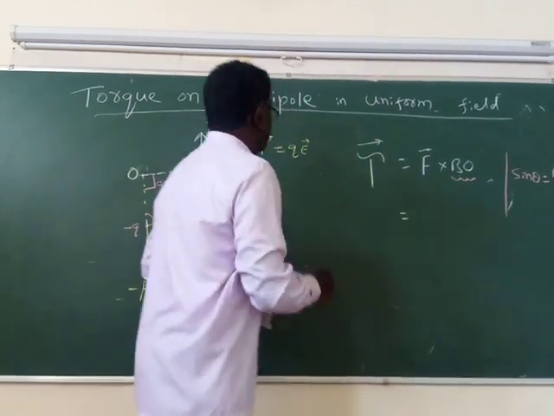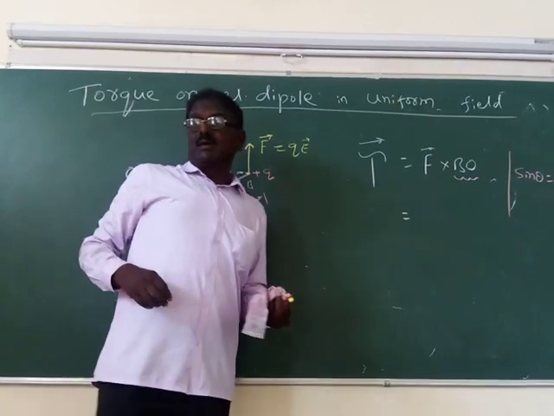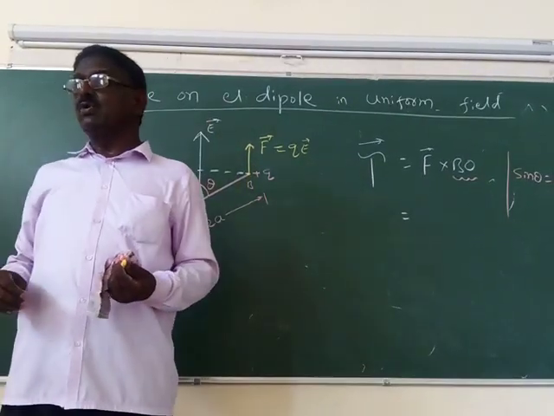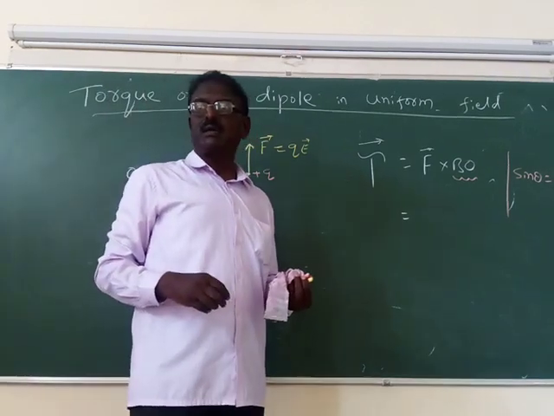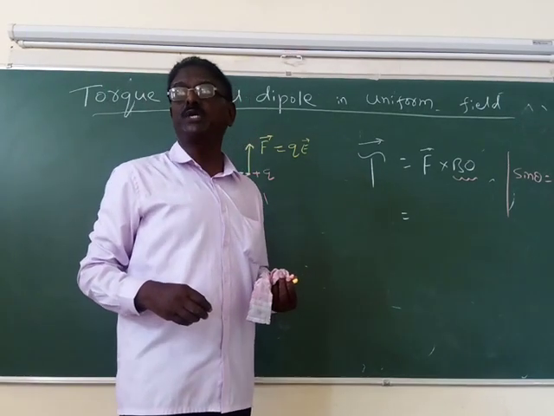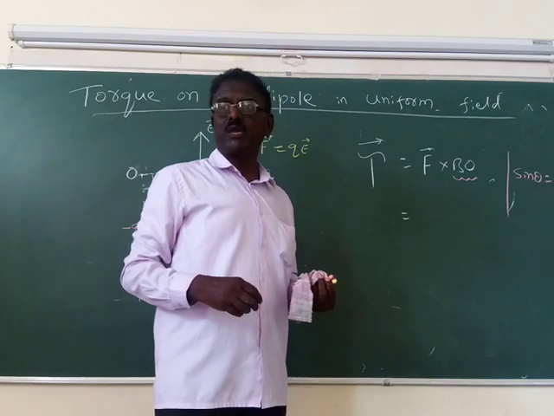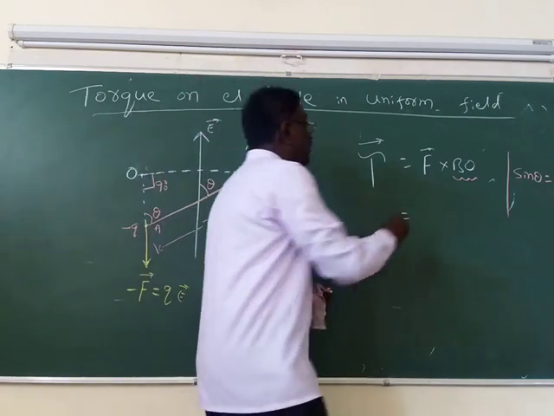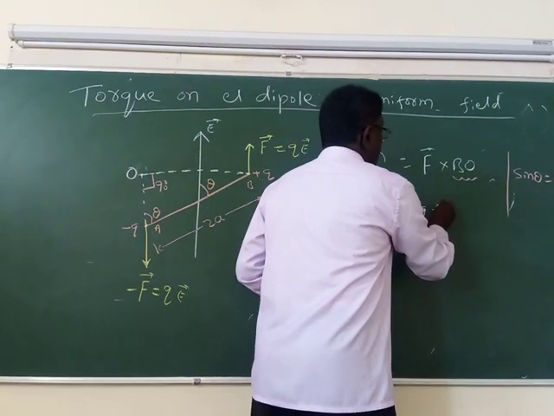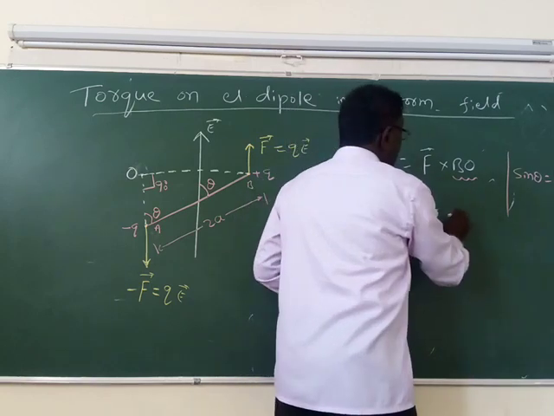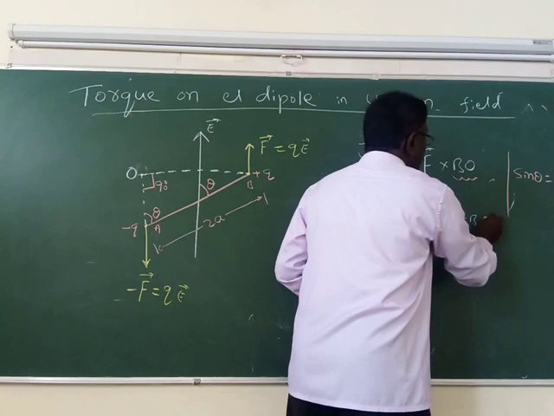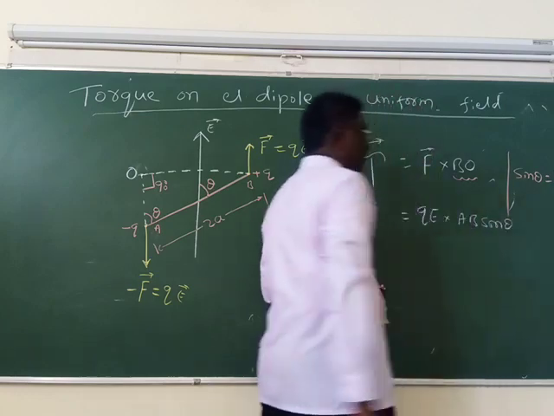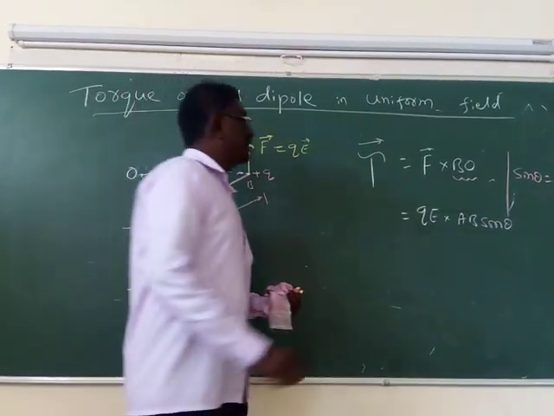F equal to QE. We have discussed that E is equal to F by Q, force per unit charge. Electric field at a point is defined as force experienced per unit charge. E equals F by Q, therefore F equal to QE. So torque is QE into AB sin theta, since BO is AB sin theta.